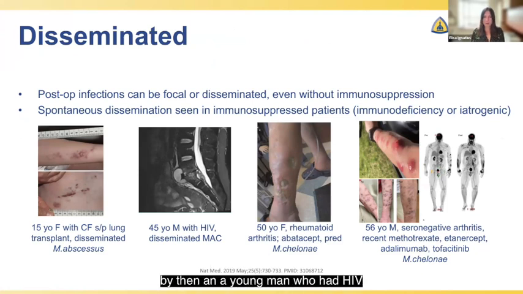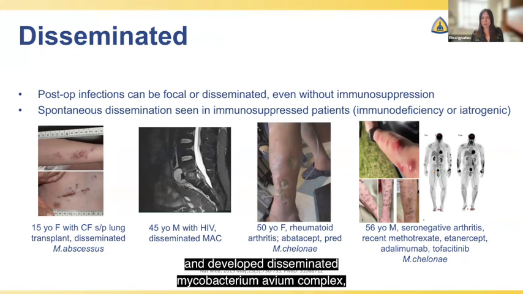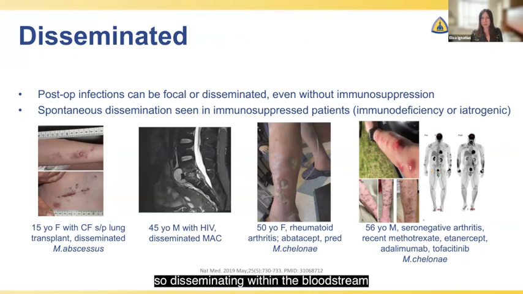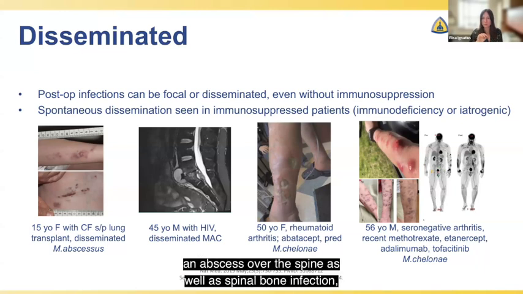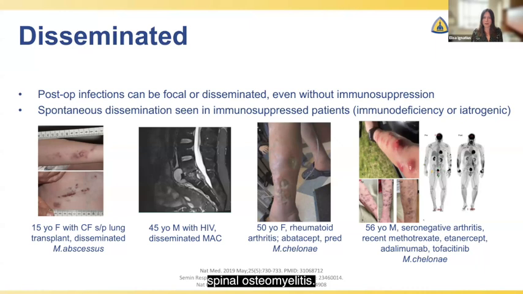Followed by a young man who had HIV and developed disseminated Mycobacterium avium complex, so disseminating within the bloodstream, and then formed an epidural abscess, an abscess over the spine, as well as spinal bone infection, spinal osteomyelitis.